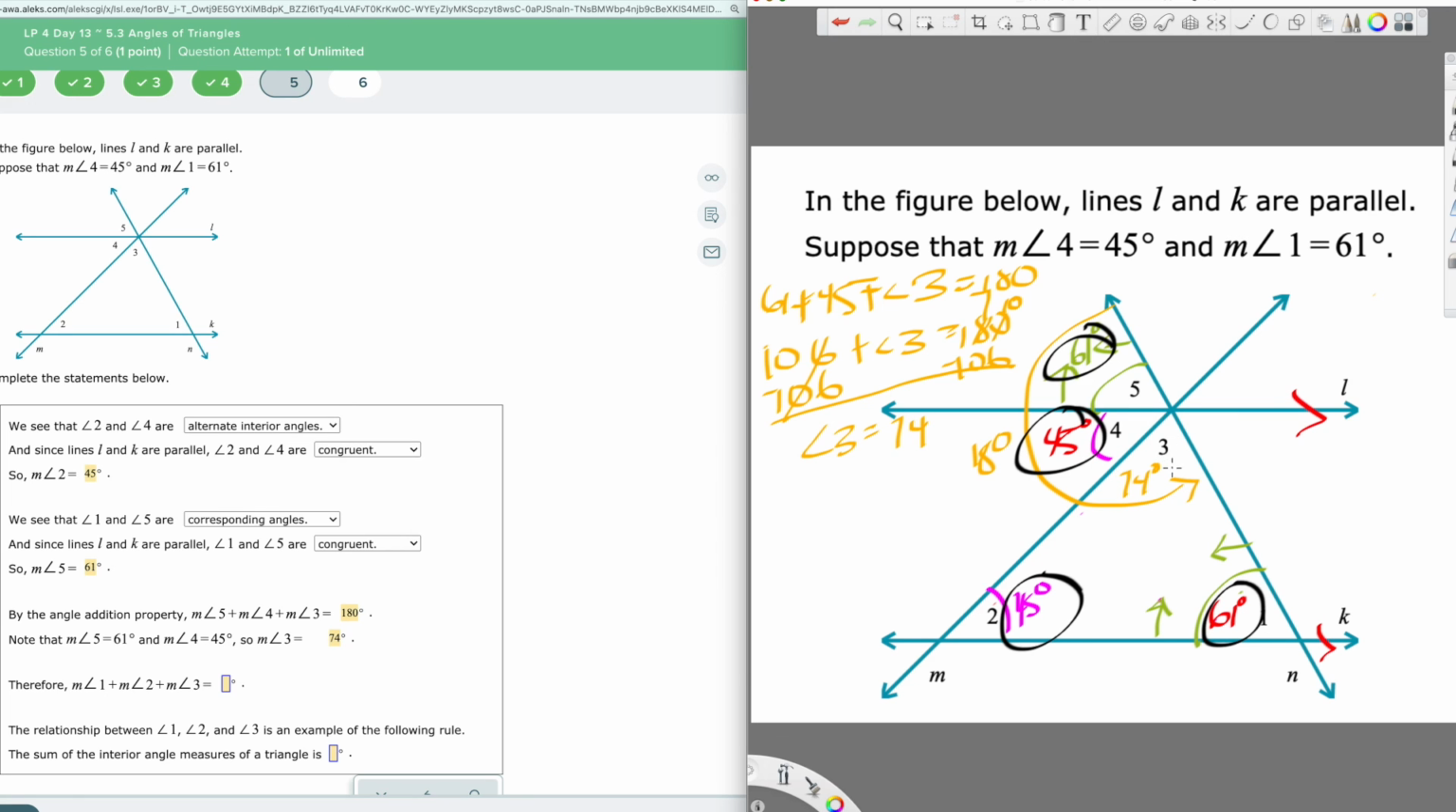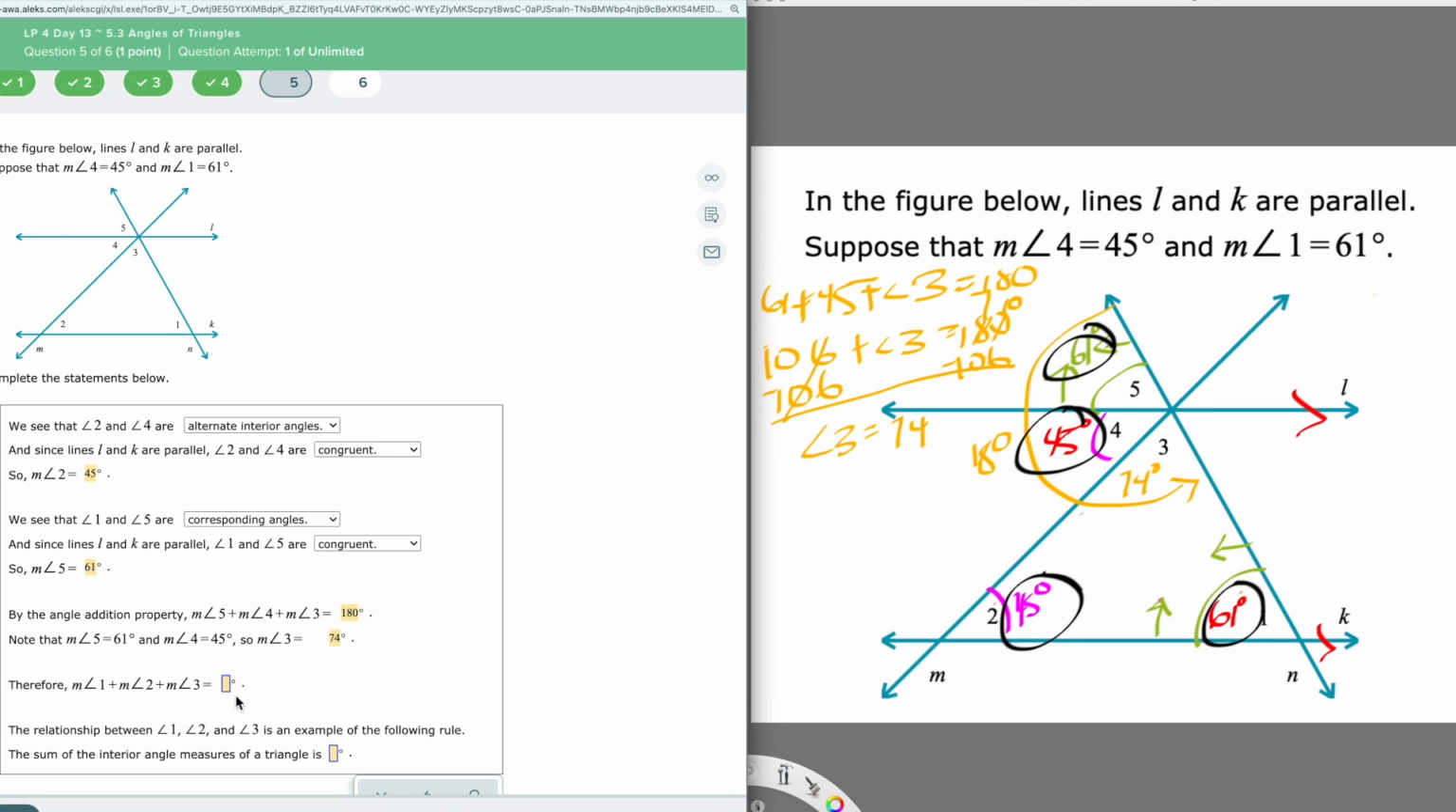So if 61 plus 45 plus 74 add up to 180, well, the same thing would happen here. It's 61 plus 45 plus 74. So they would also add up to 180. So what we just proved is the relationship between angle 1, 2, and 3 is an example of the following rule. The sum of the interior angle measures of a triangle is 180 degrees. So we proved that the three angles in a triangle add up to 180. That's what they were having us prove there.